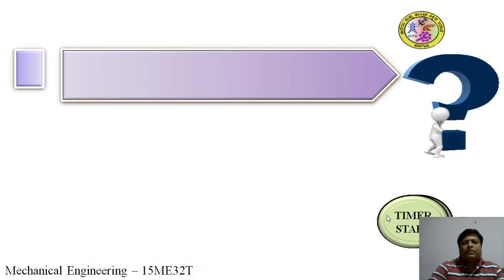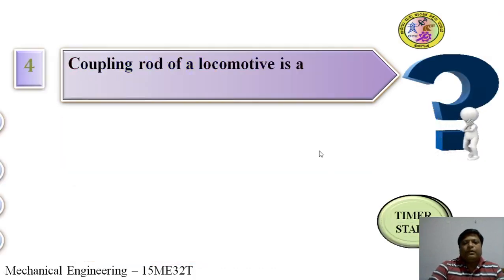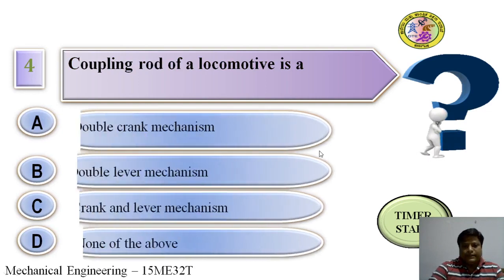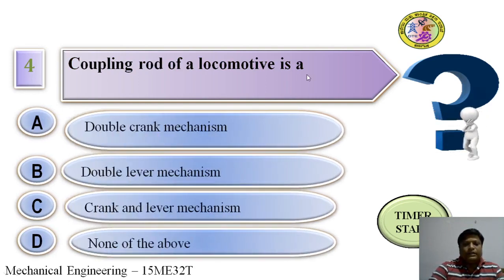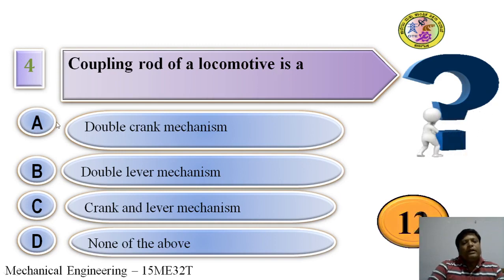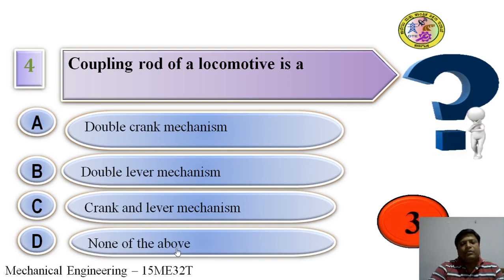Okay, let us move to question number 4. The coupling rod of a locomotive is a option A, double crank mechanism, option B, double lever mechanism, option C, crank and lever mechanism, option D, none of the above. Once again, question number 4: the coupling rod of a locomotive is a double crank mechanism, double lever mechanism, crank and lever mechanism, or none of the above.